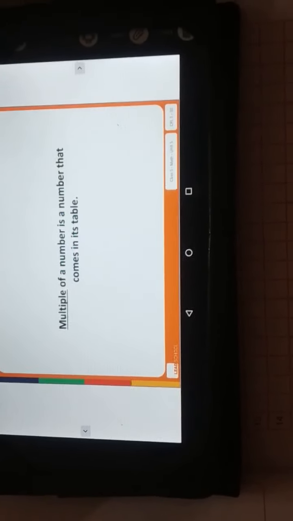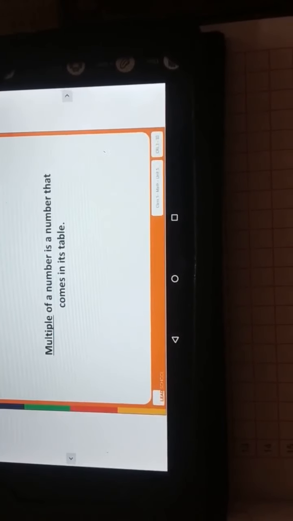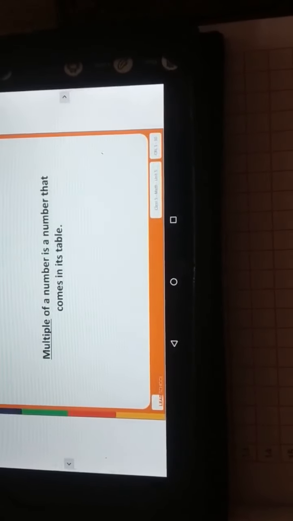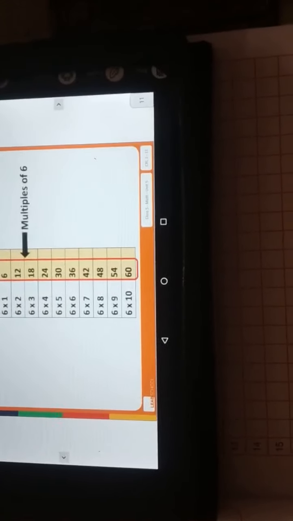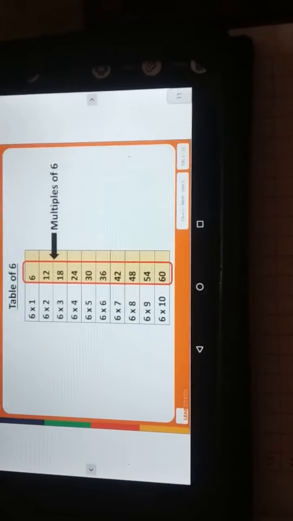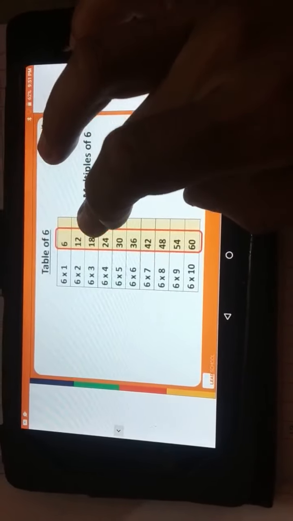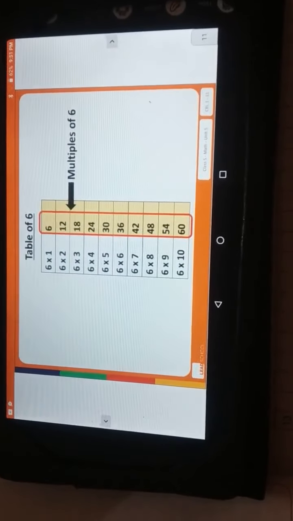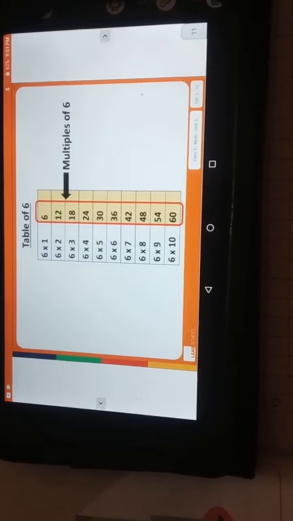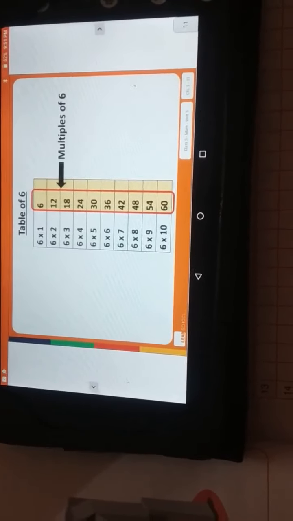Right? Now, multiples of a number are the numbers that come in its table. Now look at this. In this table, 6 ones are 6, 6 twos are 12, 6 threes are 18, 6 fours are 24, 6 fives are 30, 6 sixes are 36, 6 sevens are 42, 6 eights are 48, 6 nines are 54, 6 tens are 60.